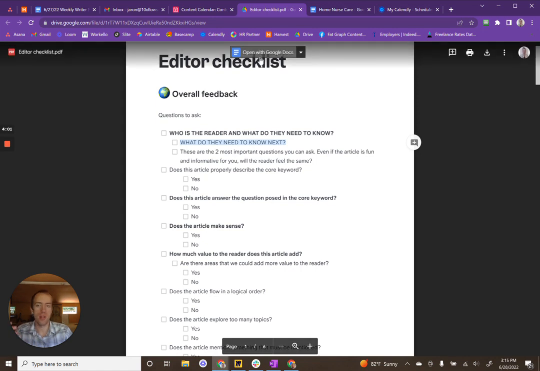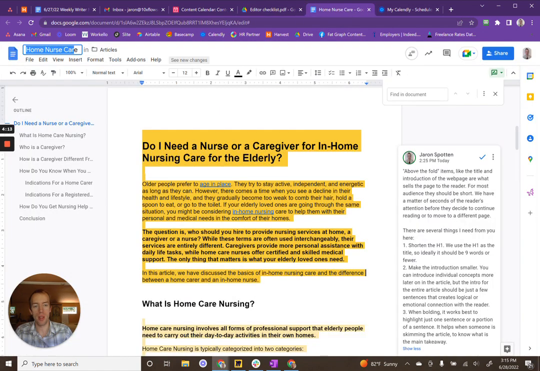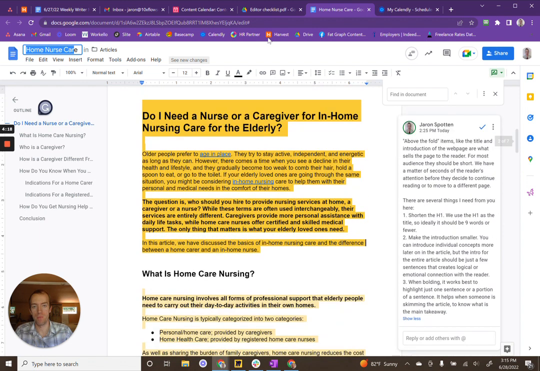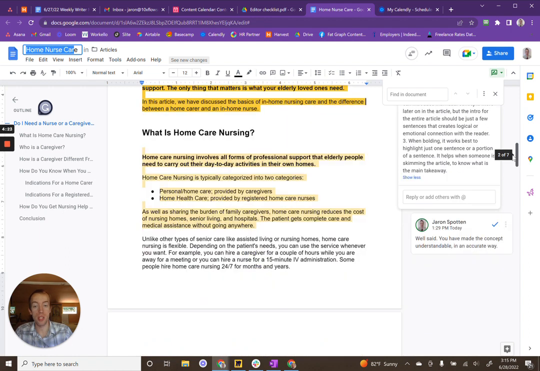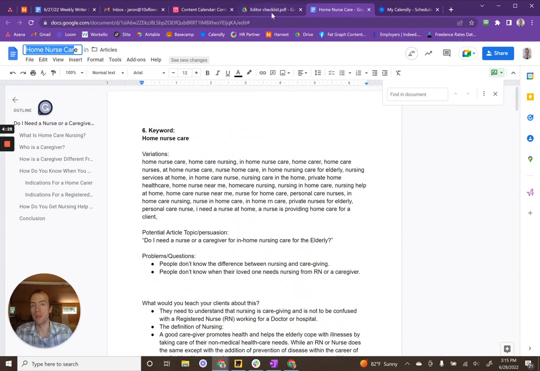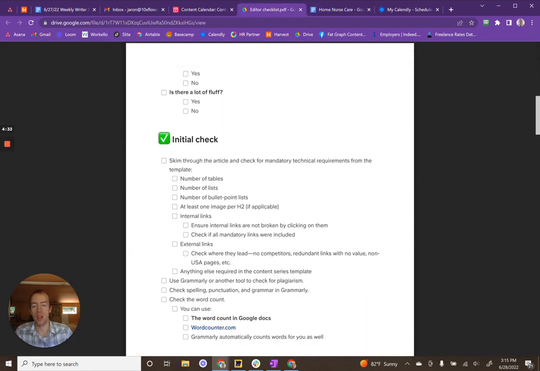Those are topics to keep in mind as we're reading through the article and pinpointing certain things. Often I will start with those things in mind and just ensure that we have all of our requirements met for the article. That's down here, the initial check: skim through the article and check for the mandatory requirements.